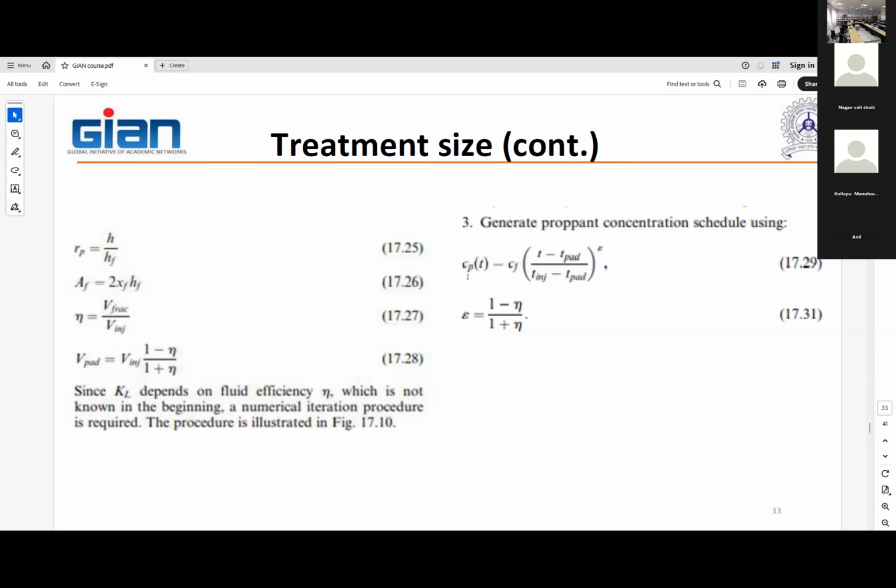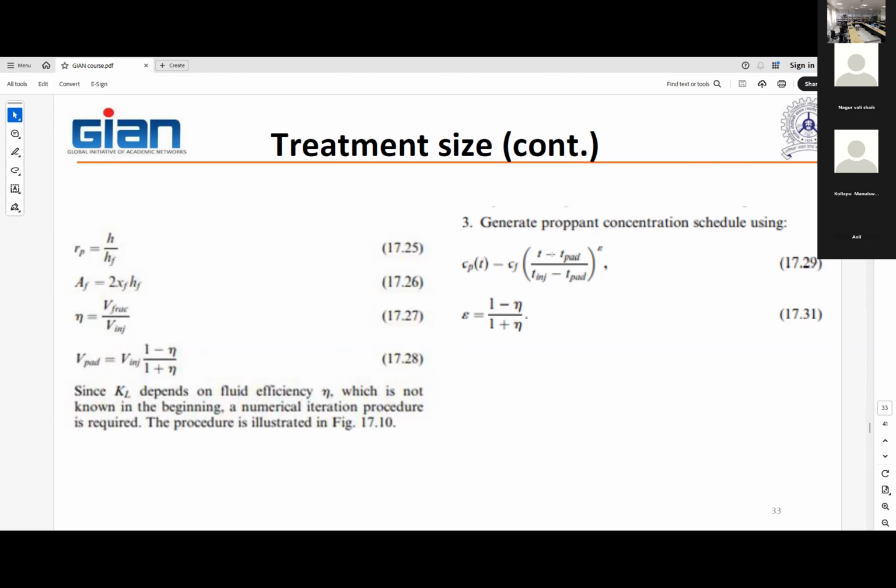C sub P is the propellant concentration in the fracturing fluid at any given time. Please remember, propellant concentration in the fracturing fluid at any given point of time. C sub F is the final propellant concentration in the fracturing fluid. So the highest amount of propellant concentration in the fracturing fluid is C sub F. T is any given time minus T pad. T pad is when you stopped pumping the slick water and start pumping the propellant plus slick water.